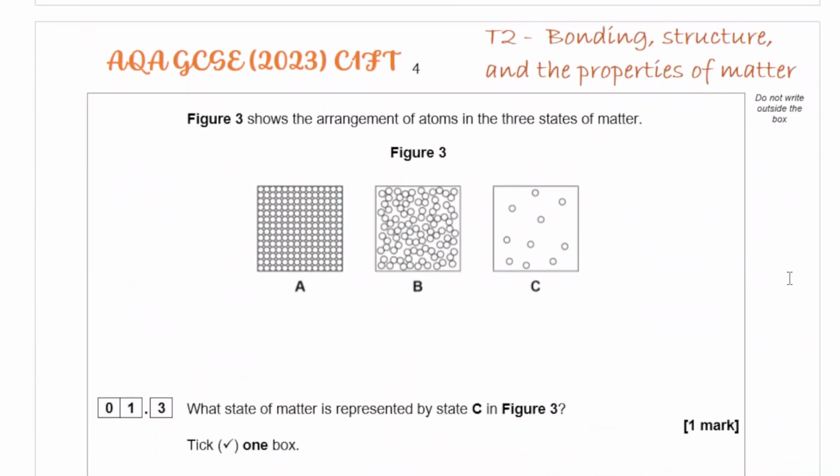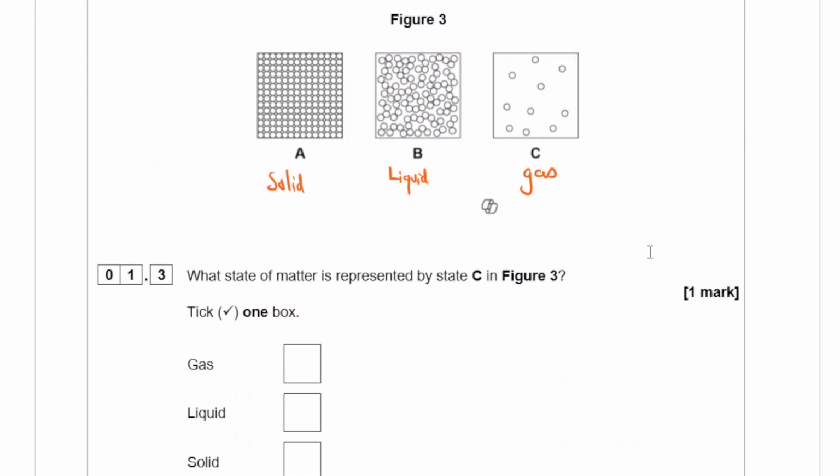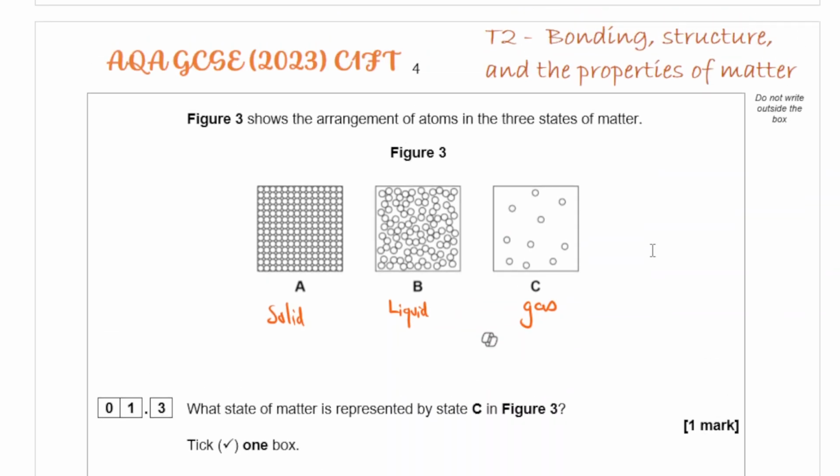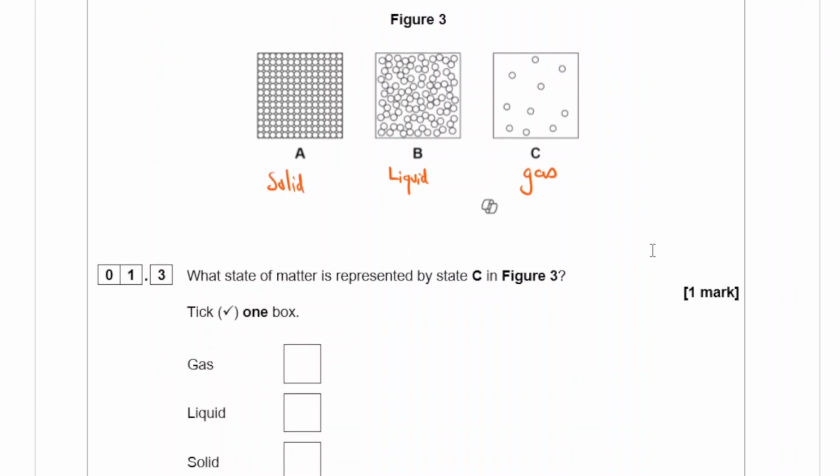Figure 3 shows the arrangement of atoms in the 3 states of matter. So A is a solid. This will be a liquid. And this is a gas. Which state of matter is represented by state C in figure 3? State C is a gas.